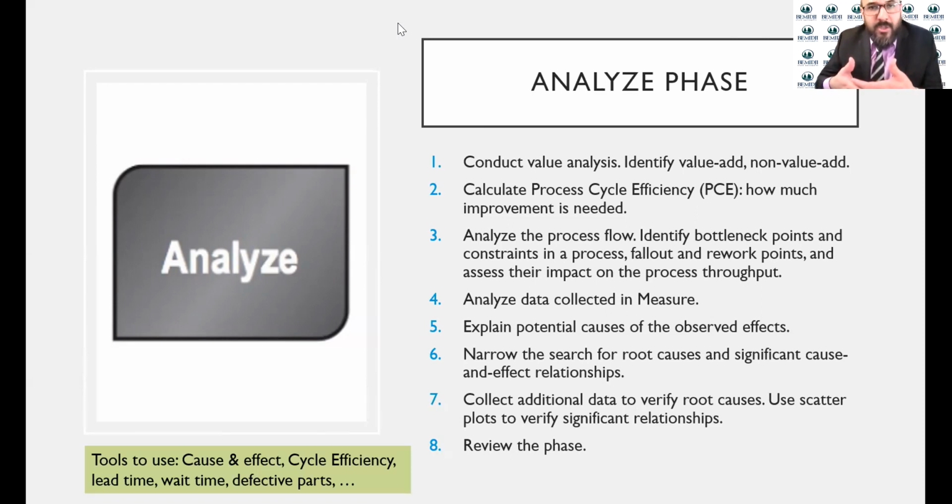How efficient is your process? If I produce 100 parts, how many of these parts are defective? This is what could be the efficiency of your process. Analyze the process flow, identify bottlenecks and constraints, fallout and rework points, and assess their impact on the whole process and the throughput of the process.